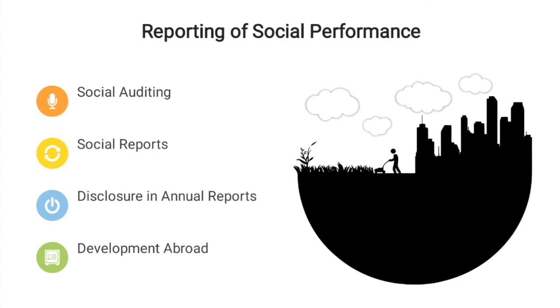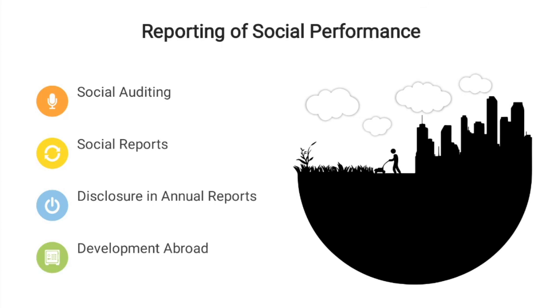And then disclosure in annual reports. Many firms issue annual reports to shareholders containing some items of social information. Ernst and Ernst did an actual survey of social disclosure made by the top 800 industrial firms in their annual reports from 1971 until 1978.